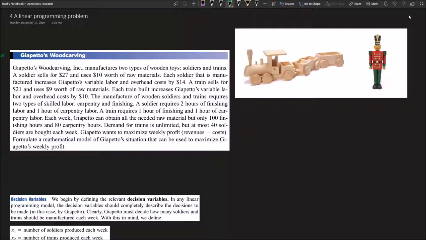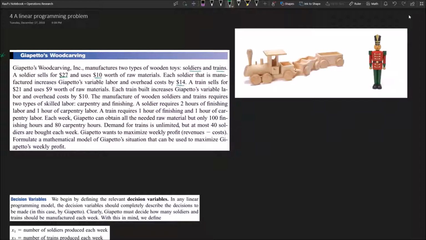So we have a wood carving company that produces two types of wooden toys. They produce soldiers and trains. The soldier sells for $27 and uses $10 worth of raw material. Each soldier that is manufactured increases the company's variable labor and overhead cost by $14.